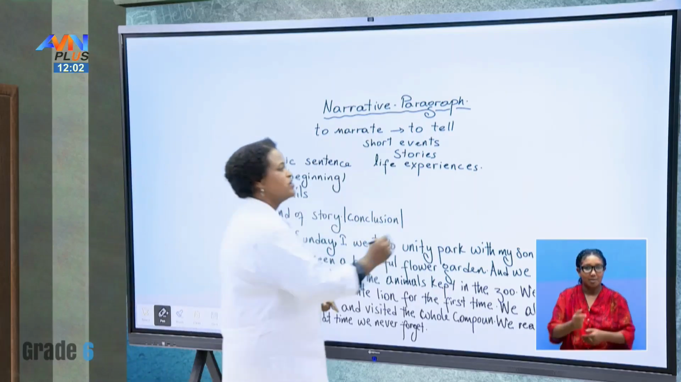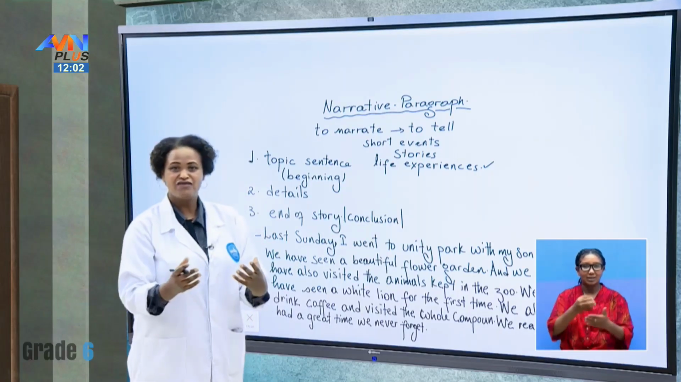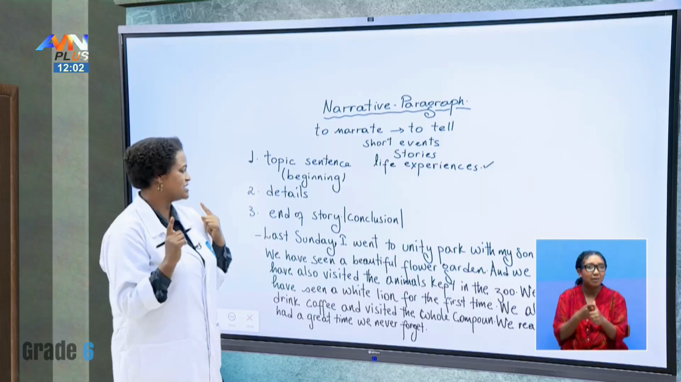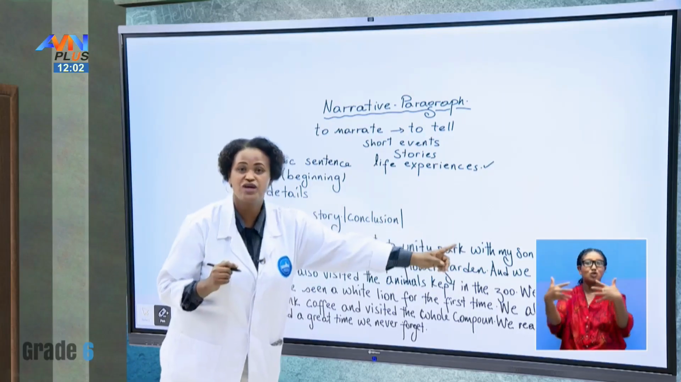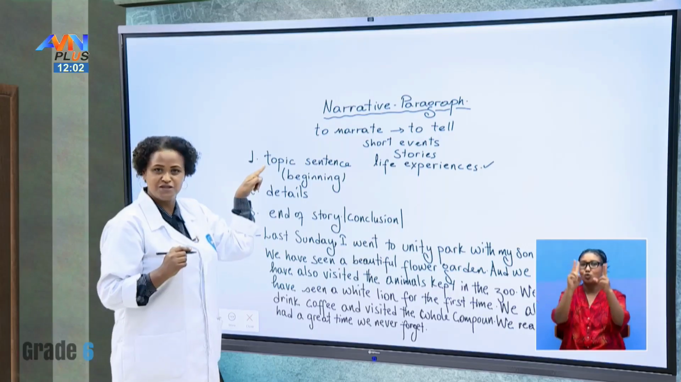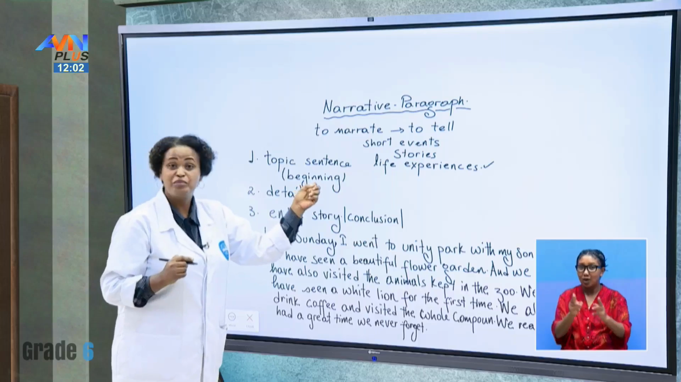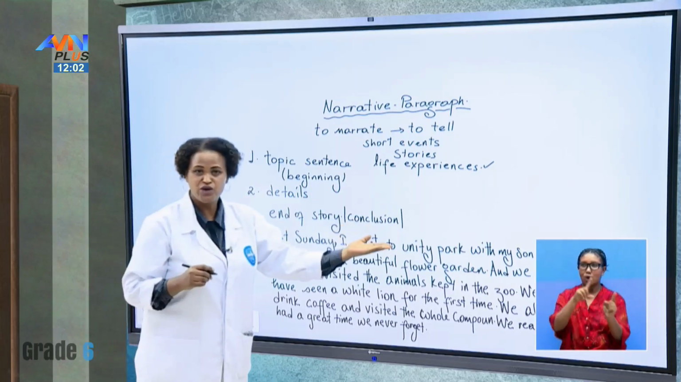I am now telling you what? My life experience. This is my experience. This is what I have done on Sunday. And how do I begin? I begin by saying what? Last Sunday I went to Unity Park with my son. And this sentence is what? The topic sentence. Or, in the case of a story, it is what? The beginning.